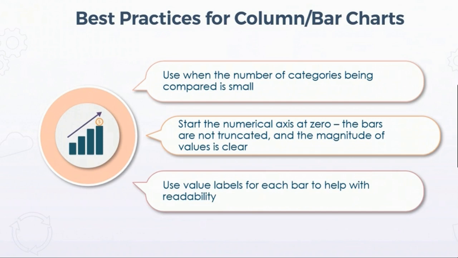What are the best practices for column or bar charts? You should use them when the number of categories being compared is small. Start the numerical axis at 0, the bars should not be truncated, and the magnitude of value should be clear. Use value labels for each bar to help with readability.